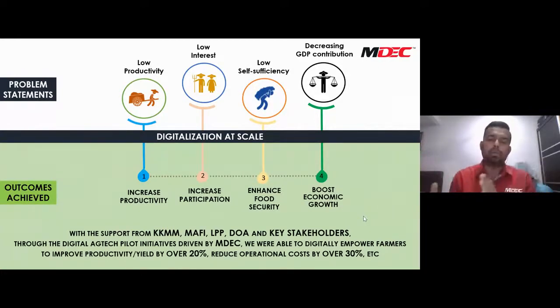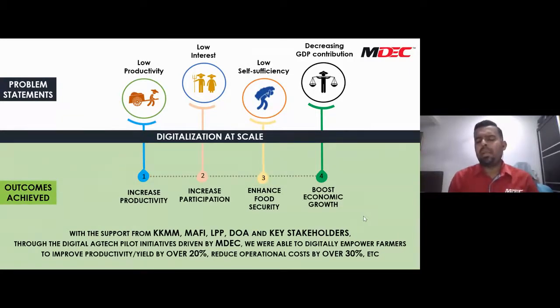But we at MDEC tried breaking it down into four problem statements, which is a global trend: low productivity, low interest, especially with the younger generation, low self-sufficiency, and decreasing GDP contribution. This was a global trend. It got worse with the pandemic. Why? Farmers were not able to go to the farm to fertilize, to fertigate, to spray pest controls. Worse, farmers did not even have access to the data points of their farming parameters.